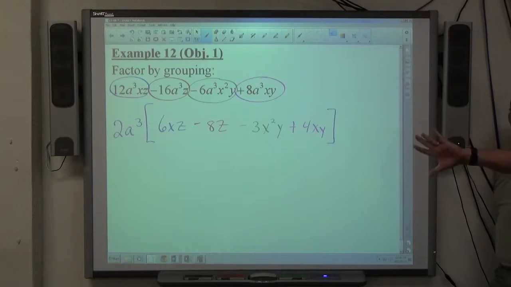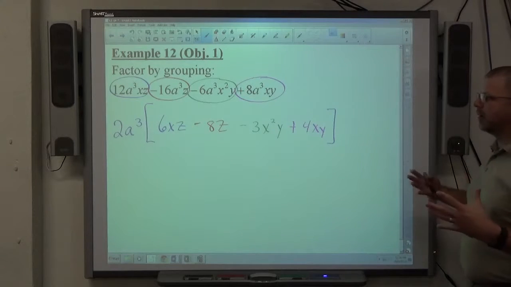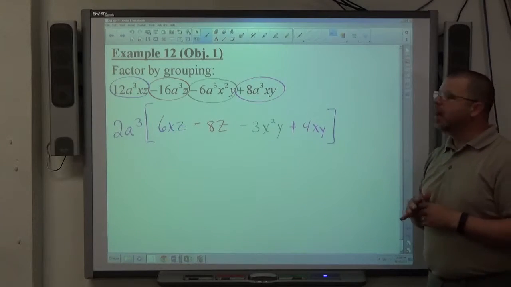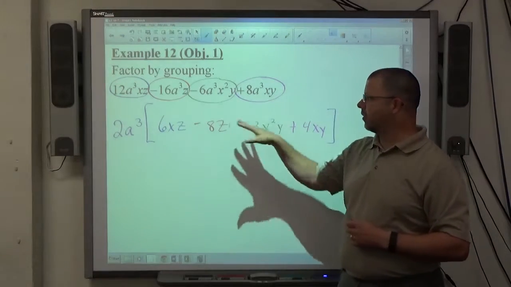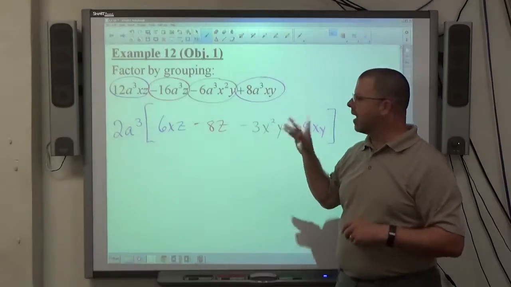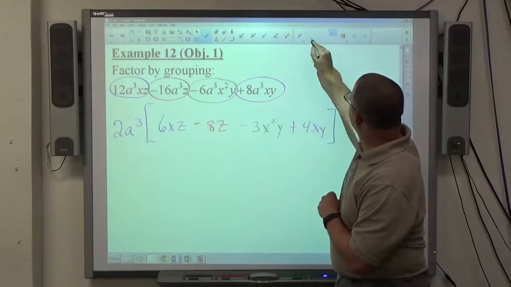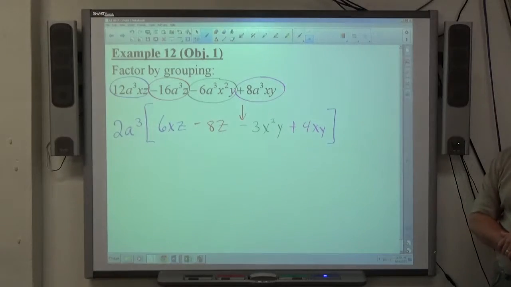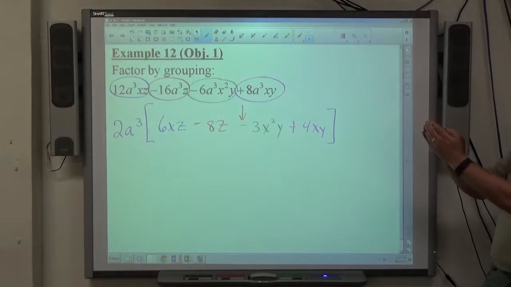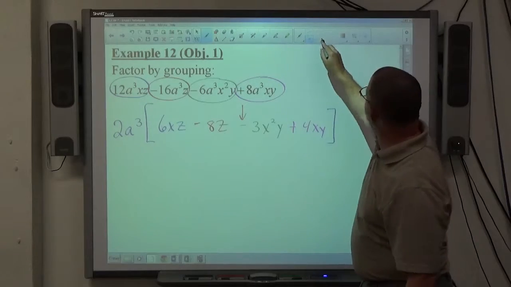Now, the 2a cubed is part of the factored form for the rest of the problem. What's inside the brackets, then, we need to look and see, can I factor by grouping? And what I want you to notice about this that is different from the last problem, obviously there's bigger numbers and stuff like that, but the main difference here, and it's sometimes overlooked, is that third term being a minus sign. If I group the first two and group the second two, watch what happens.